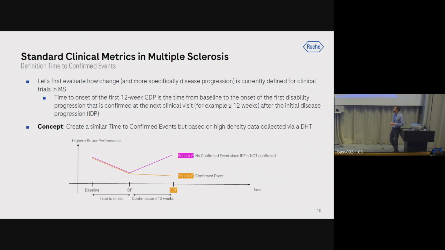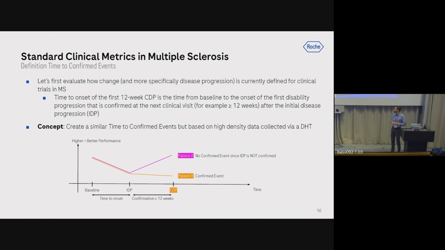Before going to the definition we used, it's important to understand where we are currently in MAS with clinical anchors. The main endpoint used is called time to confirmed event. In a nutshell, you would have two patients, A, the purple one and the orange one. They start somewhere, they have a progression, called IDP, initial disease progression, and you need this initial disease progression to be confirmed after a specific time period.